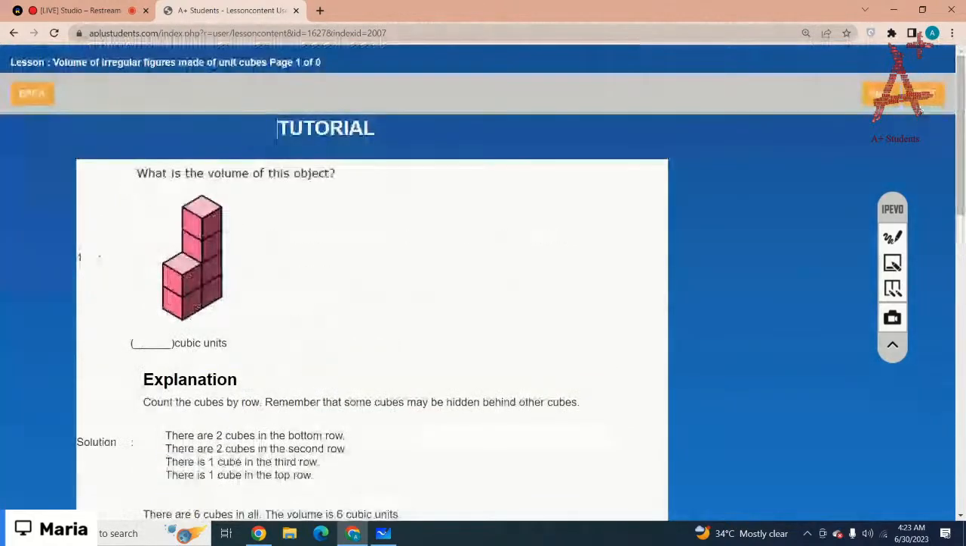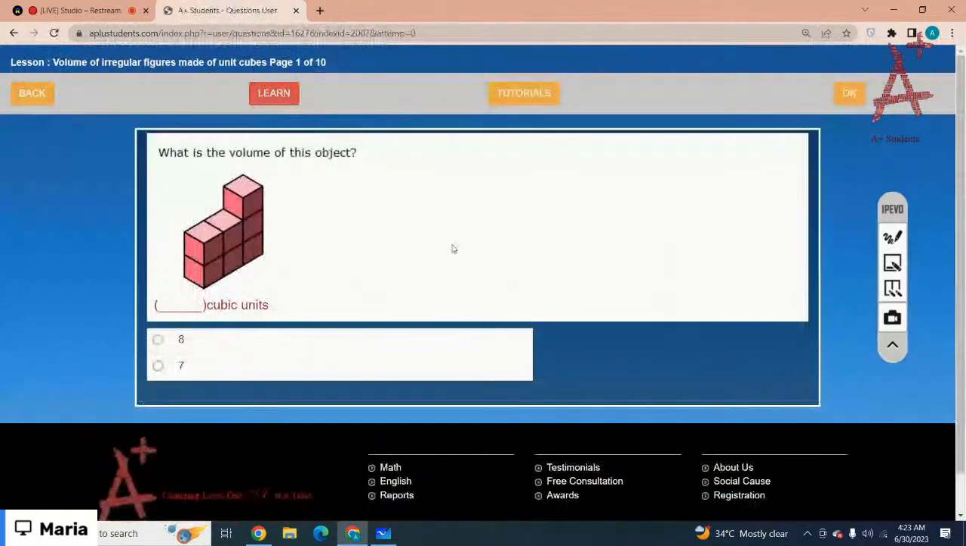Let's just start with the test questions. What is the volume of the object? You have to just count all the squares. It is 1, 2, 3, 4, 5, 6, 7. So you have 7 squares. That means the volume of the object is 7.